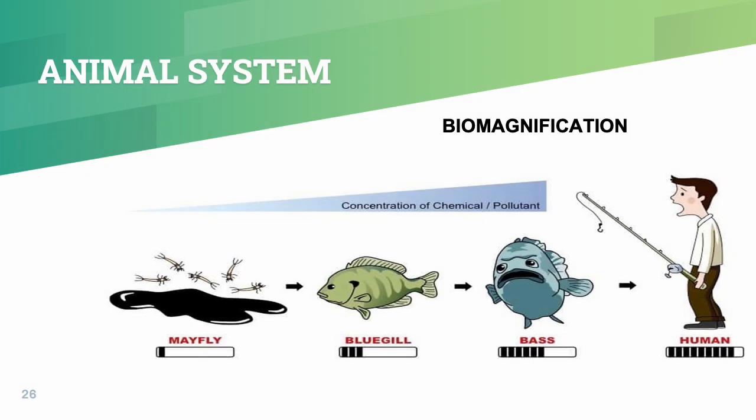Take a look at this example. This is an example of biomagnification. The mayflies are introduced to their toxin. And this mayfly is food for the bluegill. Now, the bluegill is eaten by the bass, and the bass is eaten by humans. Now, where did the toxin go? It went to the human.